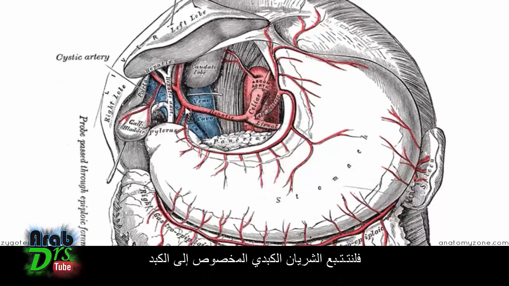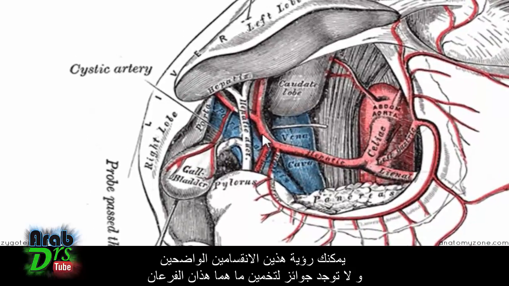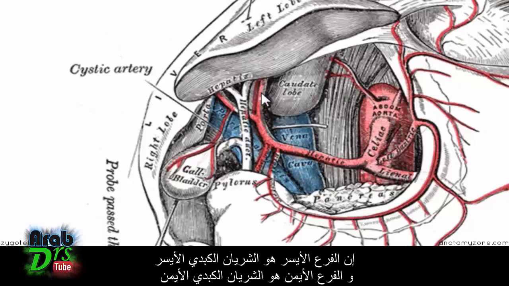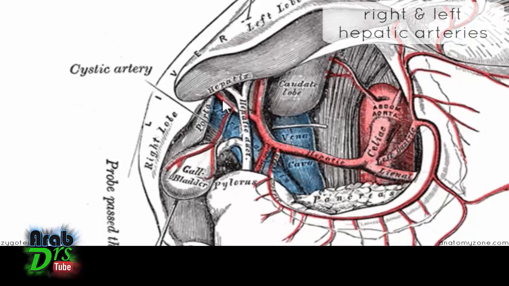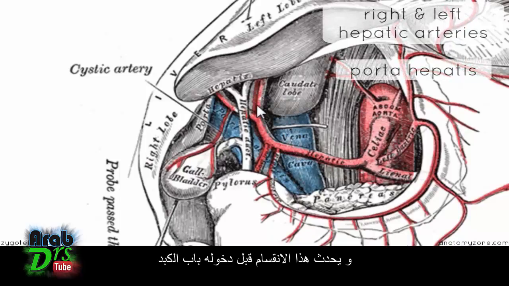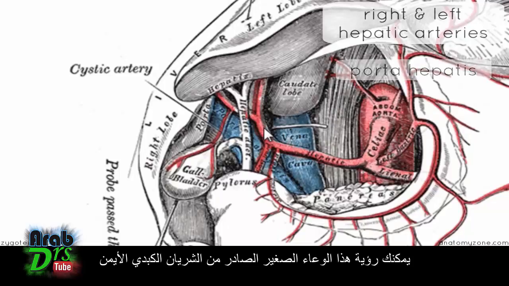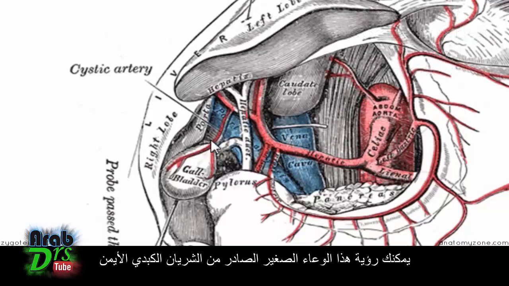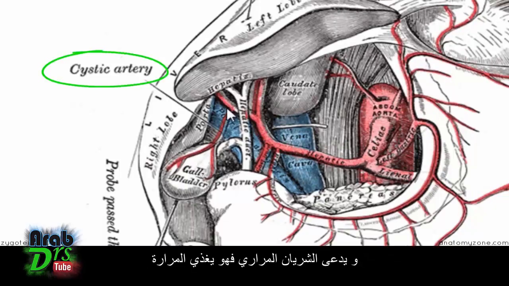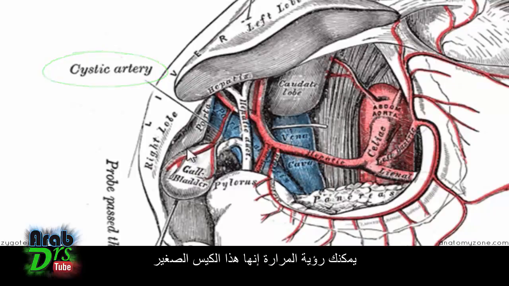So let's follow the proper hepatic artery to the liver. So you can see here there's two clear divisions, and there's no prizes for guessing what these two are. So the one on the left is the left hepatic artery, and the one on the right is the right hepatic artery. So this division occurs just before it enters the porta hepatis. So you can also see this little vessel given off, and this comes off the right hepatic artery, and it's called the cystic artery, and it supplies the gallbladder. So you can see the gallbladder, this little sac here.